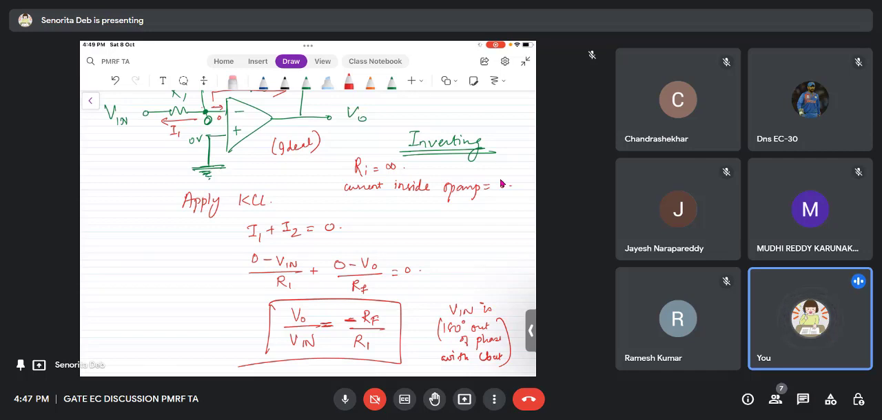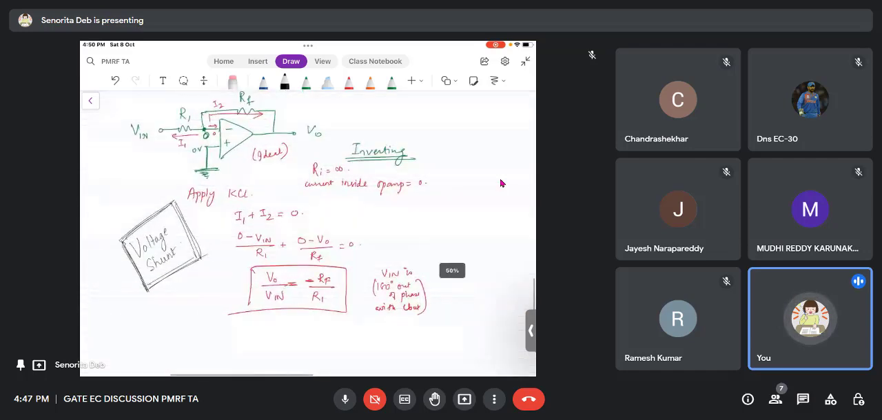This topology is also voltage shunt. I haven't gone through the feedback topologies. You should read feedback topologies, because in feedback amplifiers questions have come from them. So this is a voltage shunt: voltage sampling is happening and shunt mixing is happening. I'm not explaining what they are. So, voltage shunt topology.